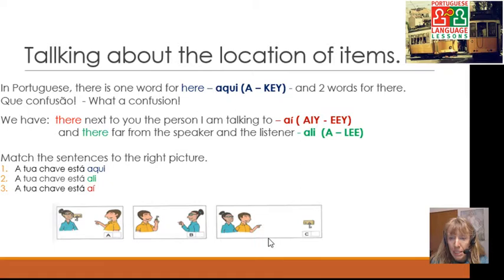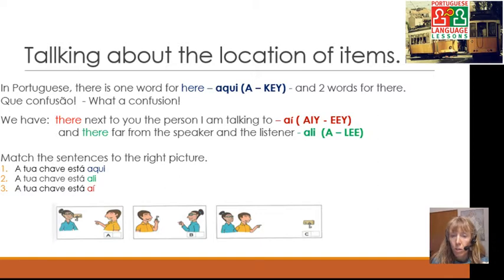We've got A, B, C. The man in yellow is speaking and he's telling the woman in blue where her key, her chave, is. So let's match the sentences to the right picture. Sentence 1. A tua chave está aqui. Your key is here, next to me. So that's picture B.